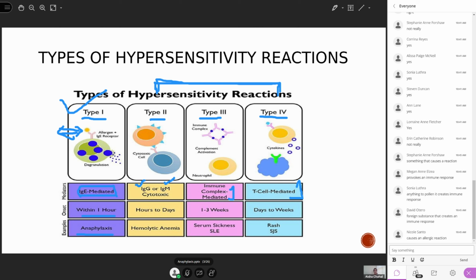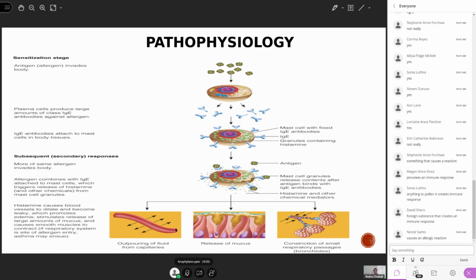But type 1 is IgE mediated. All you have to remember from this slide is that type 1 is mediated by IgE antibodies, within 1 hour of full-blown allergic reaction, and the example is anaphylaxis. Next, let's discuss the pathophysiology. This image may seem a little intimidating, but it's from your book. And once you see it, it's very easy to understand.